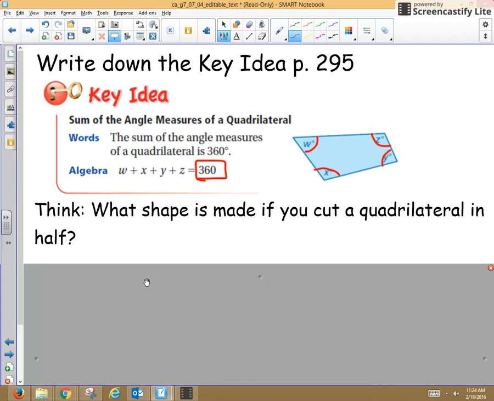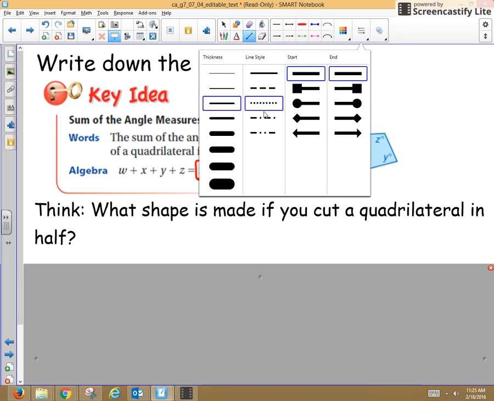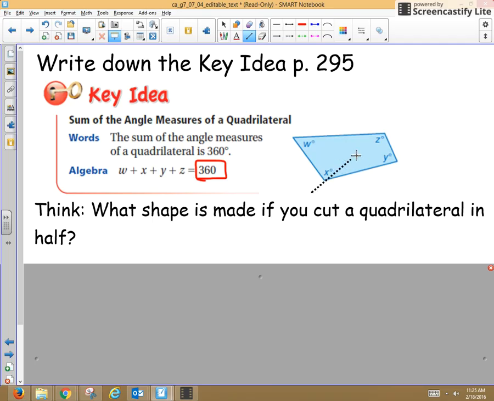Then I want you to think about what shape could be made if you cut a quadrilateral in half. So if we took this quadrilateral and I cut it in half like this, it makes two pieces. Think about what shape is being made. If you notice, there's a triangle here and a triangle here. So when we cut it in half, it forms two triangles.